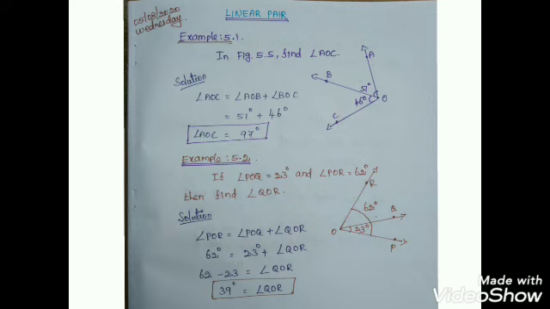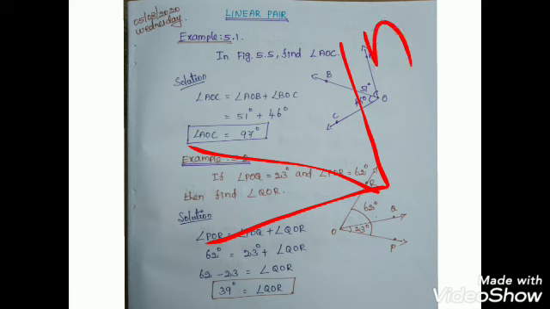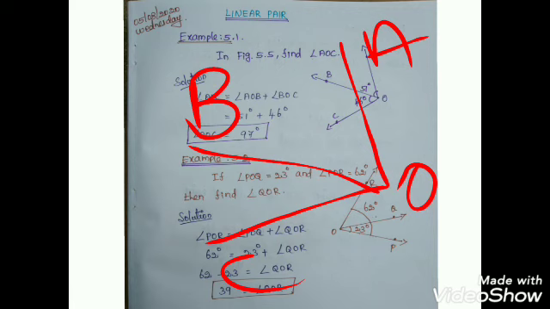Now enter to the topic linear pair. Okay, see example 5.1. In figure 5.5, find angle AOC. They are asking for the total angle. Listen, A O C, this is B. This is 51 degree, this is 46 degree. So asking here angle AOC.